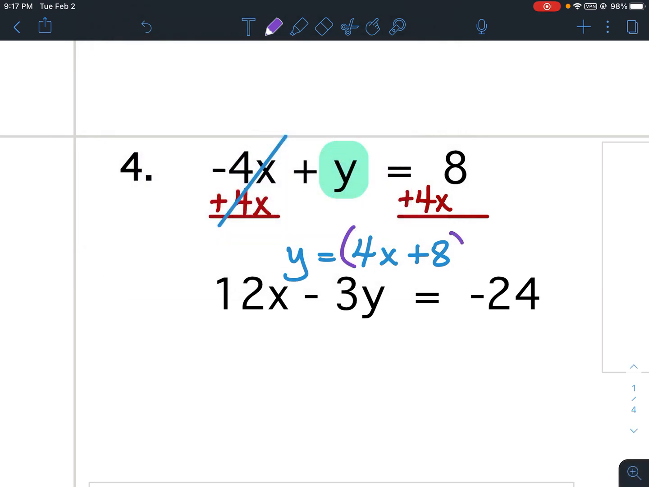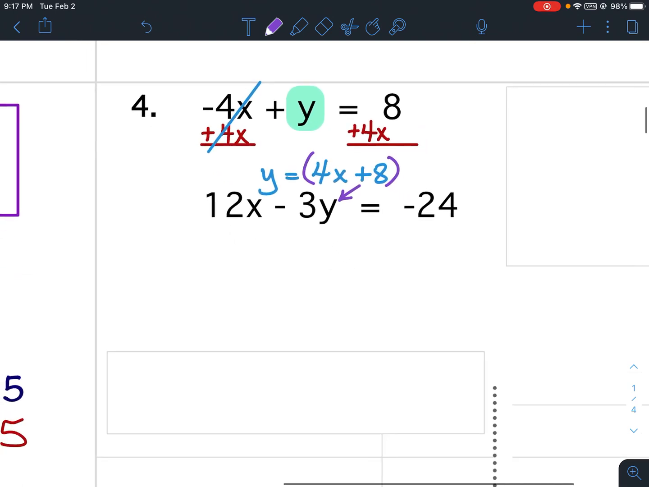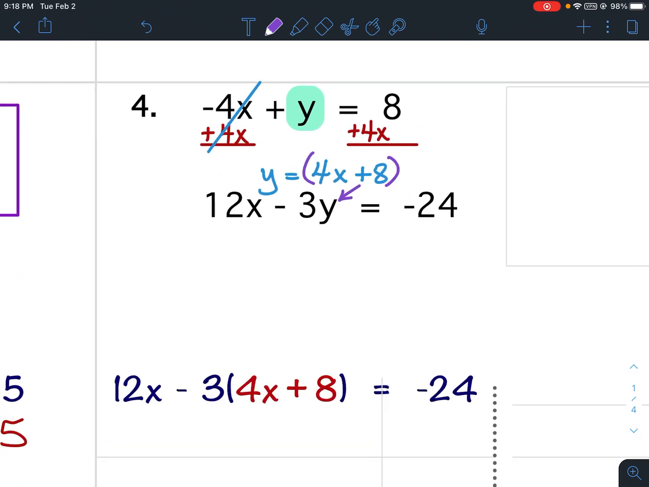So the 4x plus 8 will sub in for the y. And that would look like this. Pause your video, get it written down. All right.